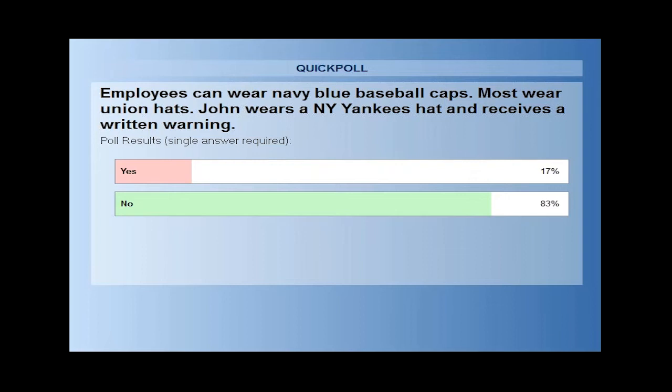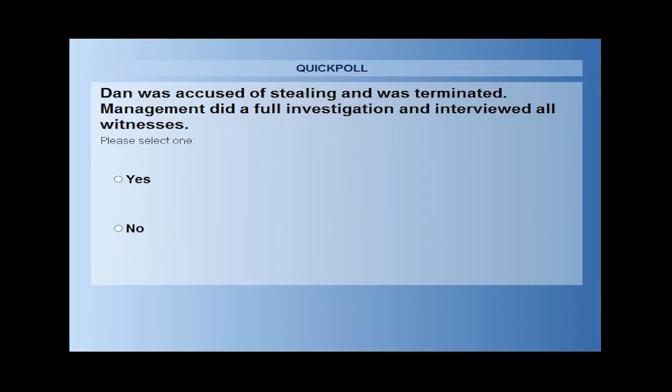Again, the no's have it. The rule says navy blue baseball caps. It doesn't say anything about writing or anything like that. People wear union hats. I mean, here in Boston, they might get discipline for a Yankees hat, but it's correct. There is not just cause to issue discipline.